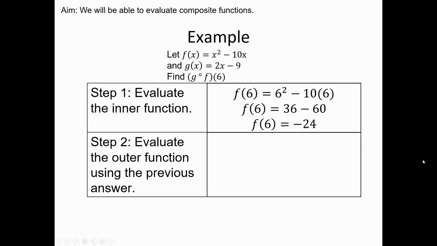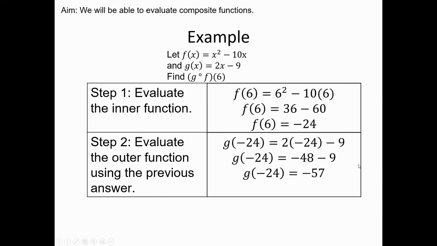Now remember, the next step is, let's take our answer and put it into the outer function. In this case, it's g. So I'm going to find g of negative 24 equals 2 times, but instead of x, I'm going to have a negative 24 minus 9. So 2 times negative 24 is negative 48. Subtracting 9 is negative 57. And that's our answer, guys.